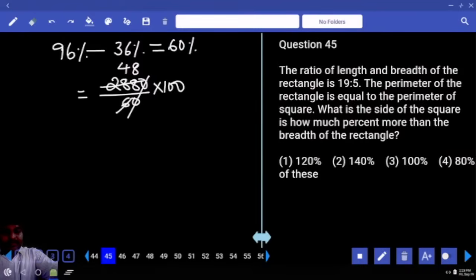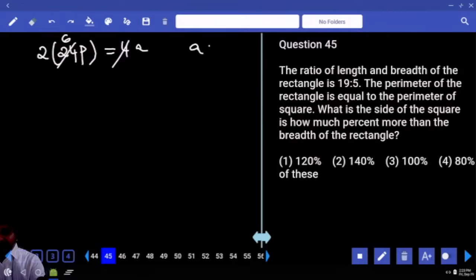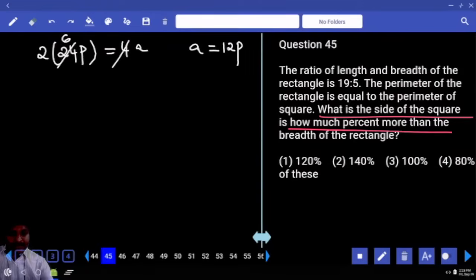The ratio of length and breadth of the rectangle is 19:5. The perimeter of the rectangle, 2 times (L plus B), 24 parts, is equal to the perimeter of the square, which is equal to 4A. 24 divided by 4, 6 times, that means side of this square is equal to 12 parts. What is the side of the square? Is how much percentage more than the breadth of the rectangle?